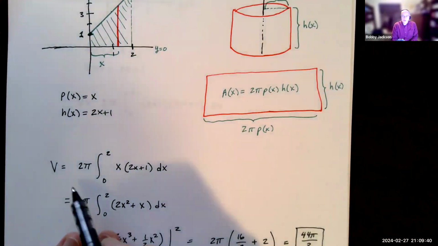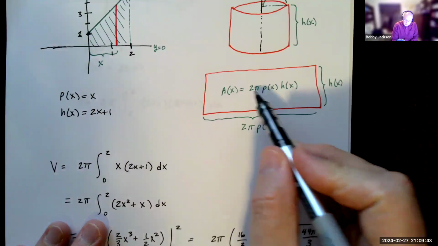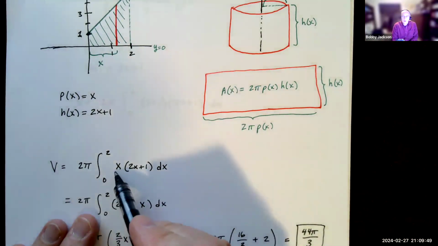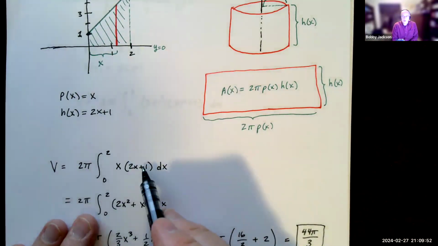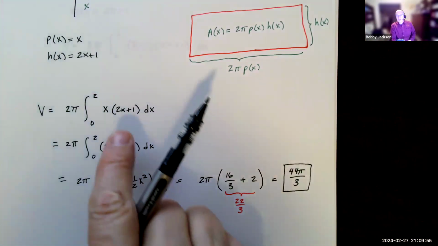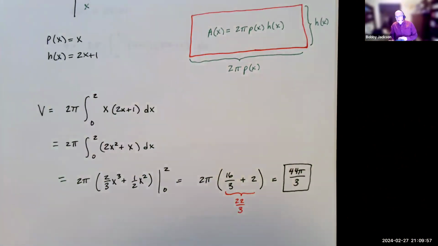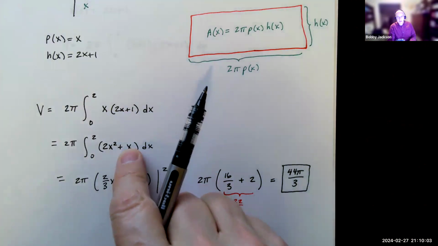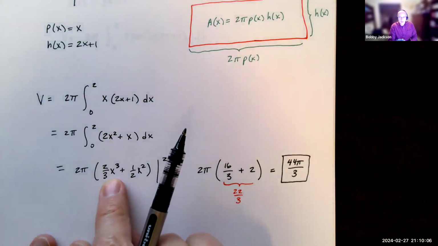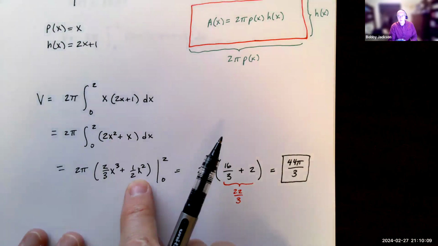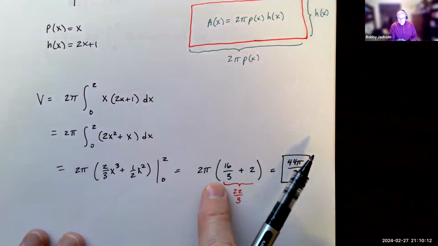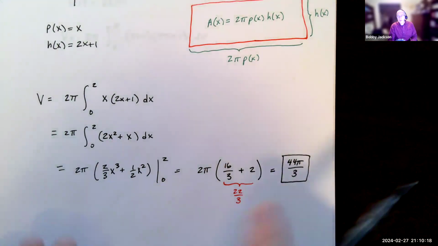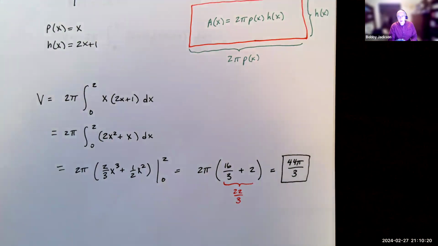So to set up the problem, we're just going to integrate the cross-sectional area here. 2 pi p of x h of x, 2 pi will come out, integrating, of course, from 0 to 2. p of x is x, and h of x is 2x plus 1. And this is pretty easy to then evaluate. First, make sure you simplify by distributing the x through here. I get 2x squared plus x. Antiderivative of 2x squared is 2/3 x cubed. Antiderivative of x is 1/2 x squared. Evaluate it at 2 and at 0 and subtract. We get this expression and it gives us 44 pi over 3. So there's the evaluation of that.